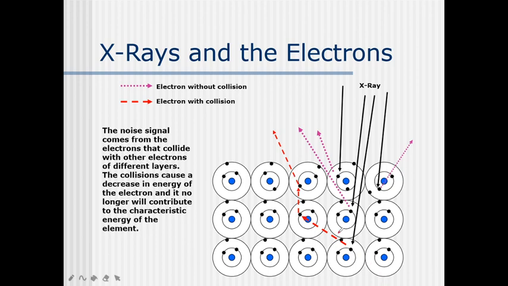Now these red color system, because they have very low energy, they do not contribute in the analysis. Whereas without the collisions, the electrons which have come out, they contribute to understand the characteristic energy of the element system.